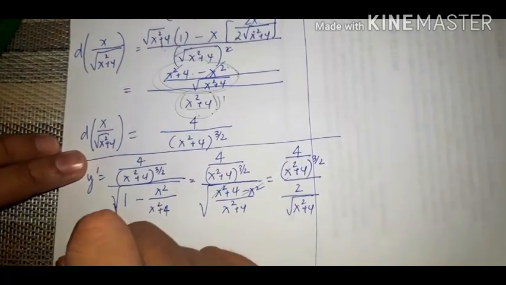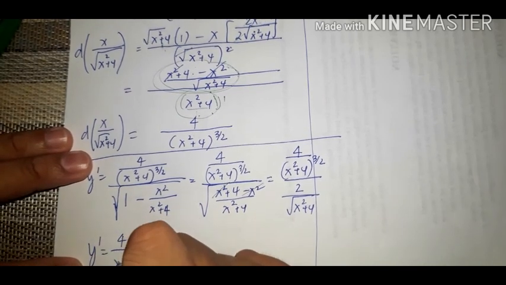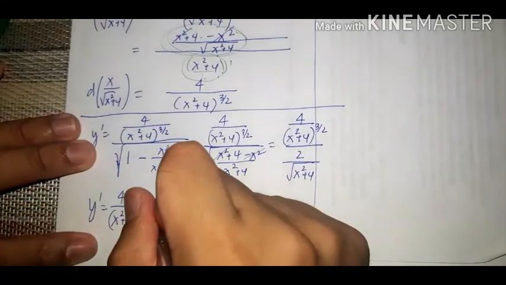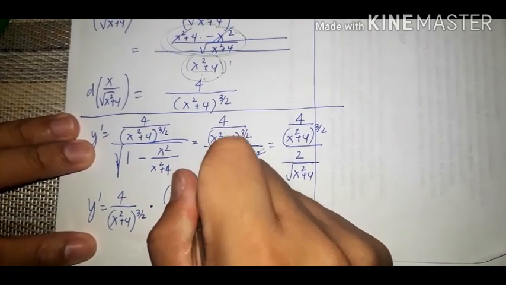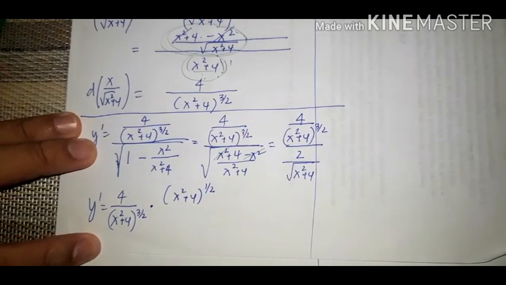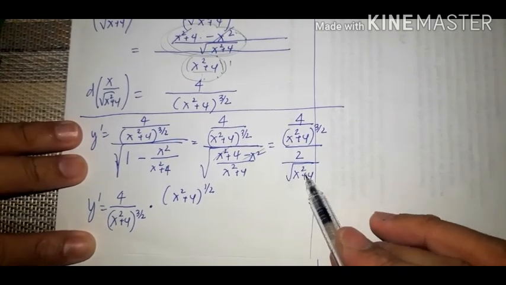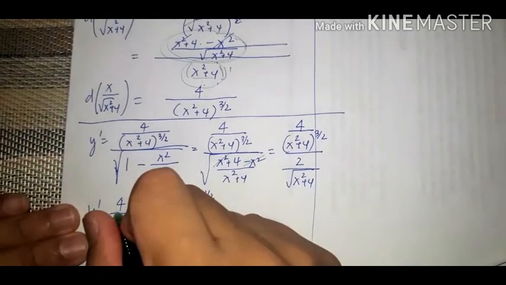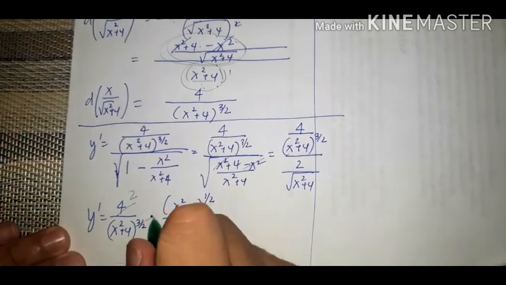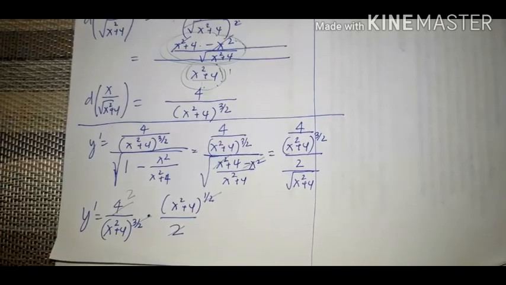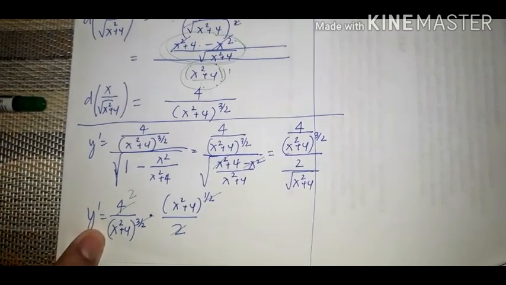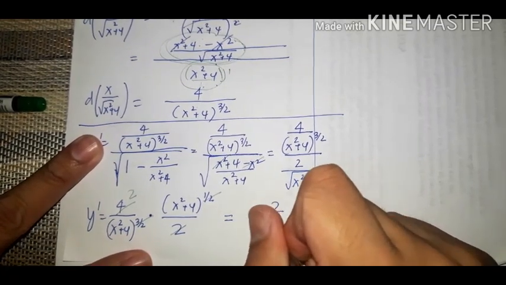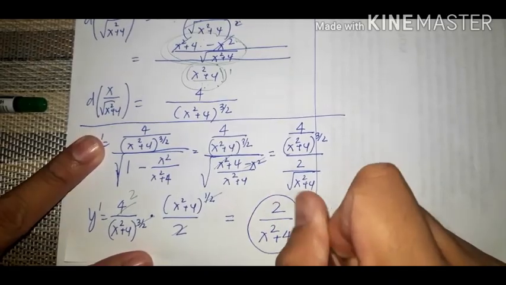So ang mangyayari, y prime is 4 over x squared plus 4 raised to 3 halves times the reciprocal, that's x squared plus 4 raised to 1 half. Kasi di ba yung square root raised to 1 half yan, reciprocal over 2. So, ang mangyayari kay 4, makakancel. Magiging 2. May makakancel kasi you are subtracting exponent. 1 half minus 3 halves is negative 1. So, mananatili yung nasa baba yung x squared plus 4. So, therefore, you have here as your final answer as 2 over x squared plus 4.